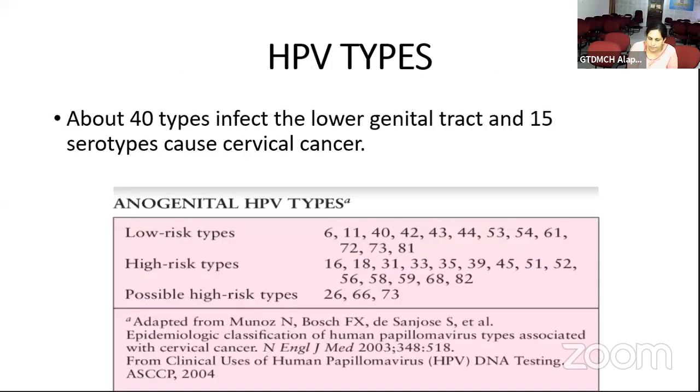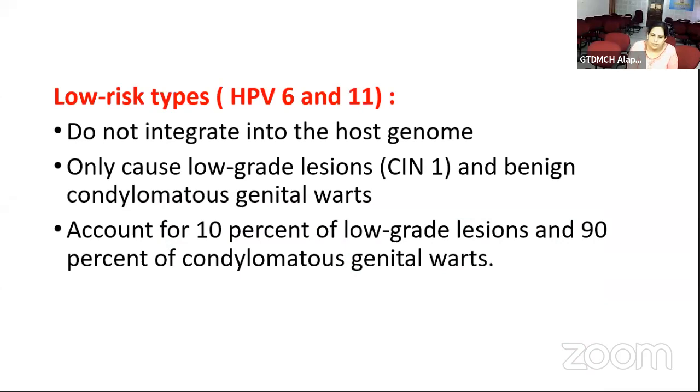There are around 40 types which infect the lower genital tract, and around 15 of them are high-risk types. That is 16, 18, 31, 33, 35, 39, 41, 52, 53, and 56.